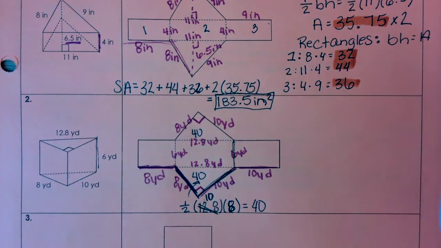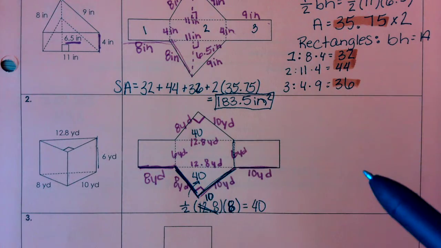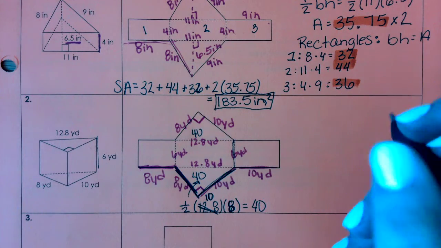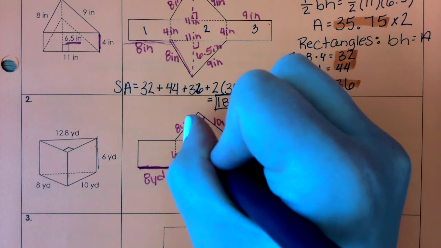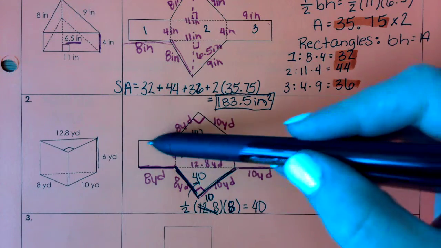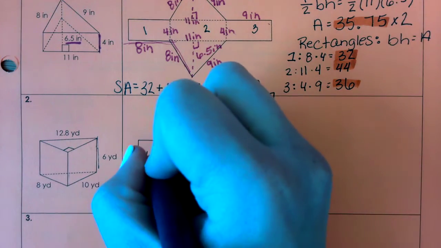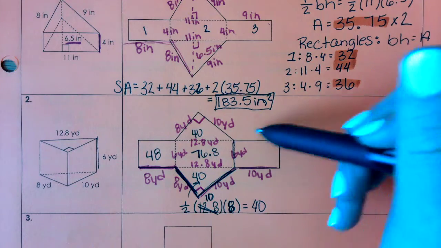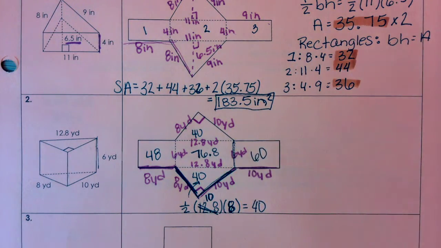Okay. Then, how do I find the area of my rectangle in the middle one? 12.8 times 6. So that's going to get me 76.8. How do I find my smaller one to the left? 8 times 6 to get me 48. How do I find my bigger one? 6 times 10, so I get 60.